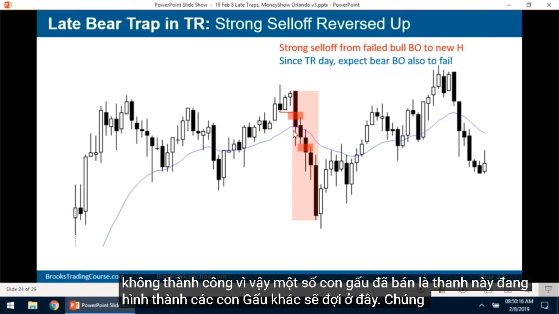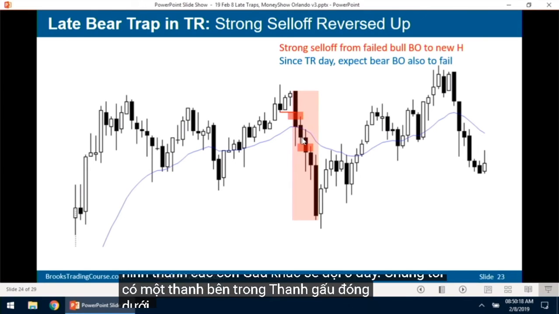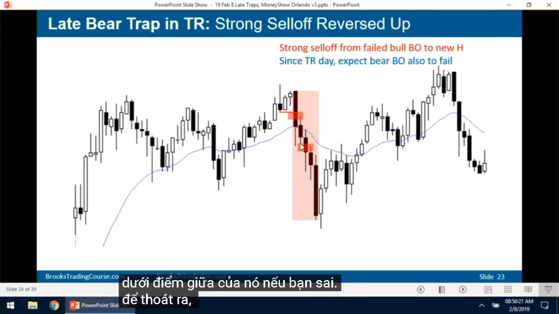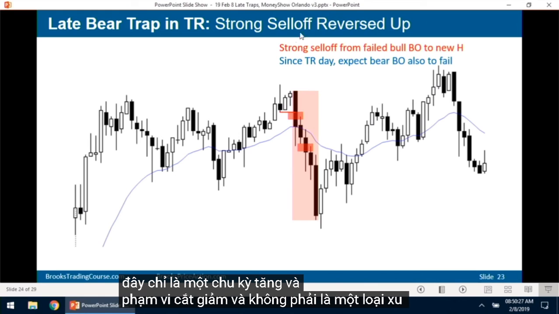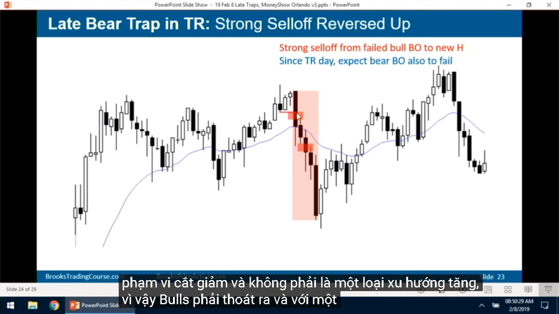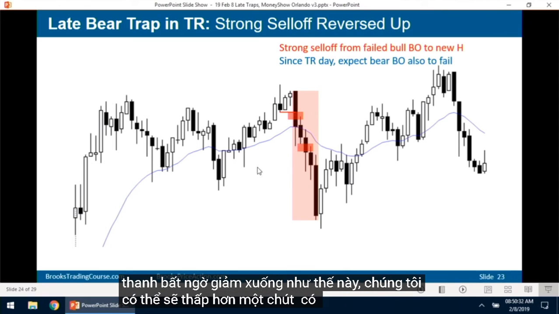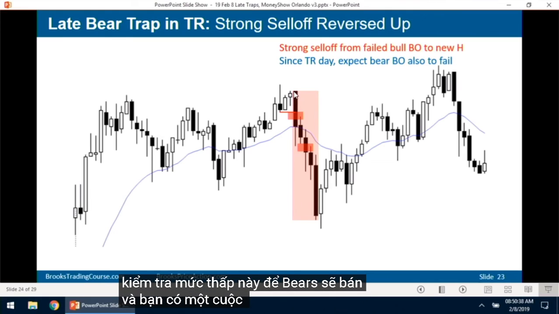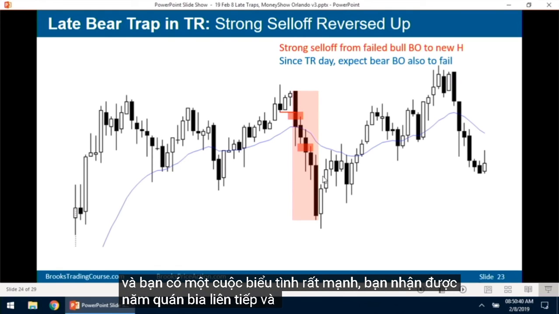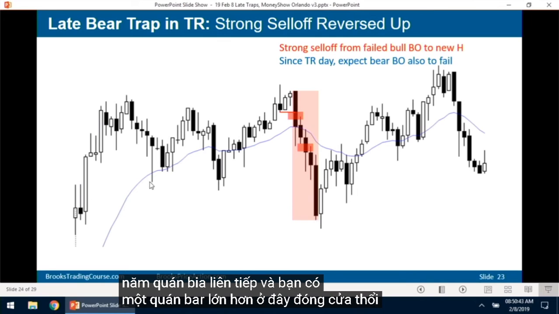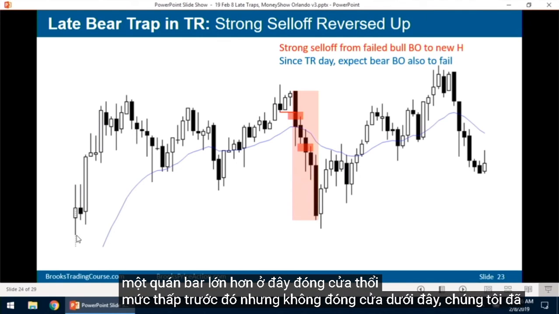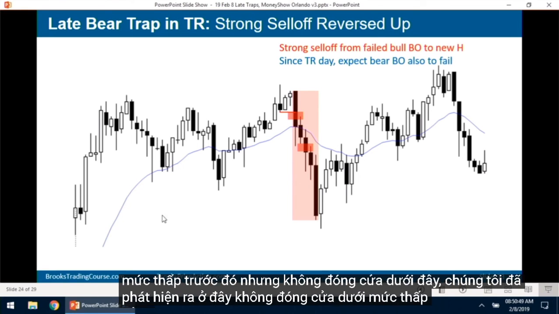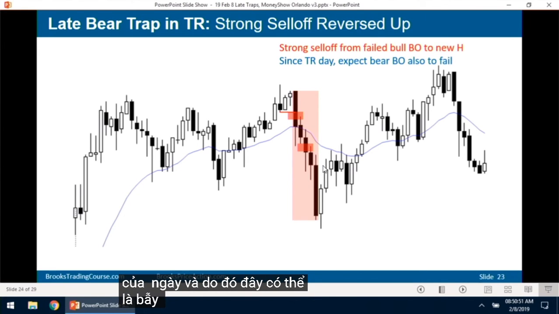Other bears will wait. Here we have an inside bar, bear bar closing below its midpoint. If you're long, you have to get out. You have to know that this is just a bull leg in a trading range and not the start of a bull trend. So the bulls have to get out. And with a surprise bar down like this, we're probably going a little bit lower, maybe testing this low. So the bears will sell. You get 5 consecutive bear bars, and you have an even bigger bar here, closing below the prior lows, but not closing below, we gapped up here, not closing below the low of the day. And therefore, this could be an end of the day bear trap in a trading range day.